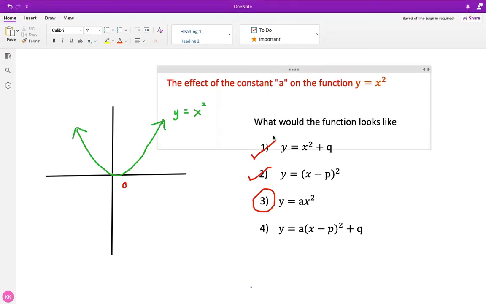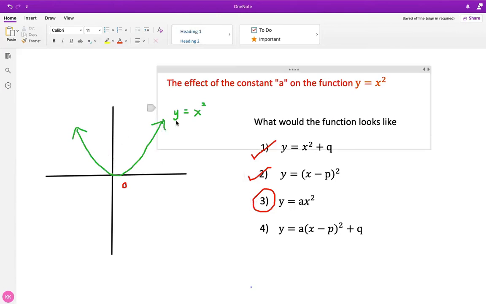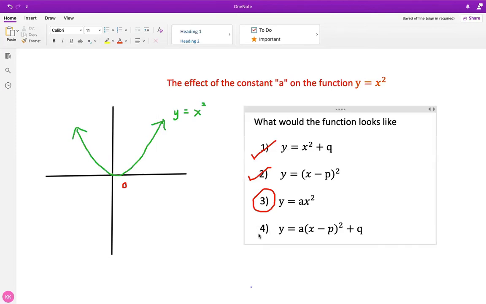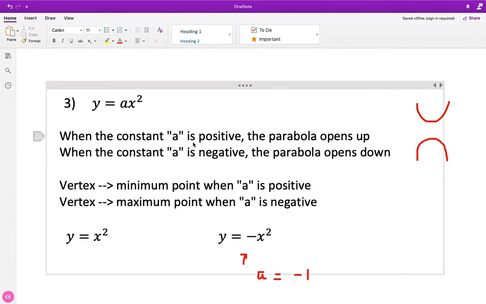In the previous two videos, I covered how the p and the q factors affect the basic function y equals x squared. For this video, I'm going to cover how the a value affects the function y equals x squared. If I have time, I will cover the last one, but I'm not sure. This is what you learn in high school.